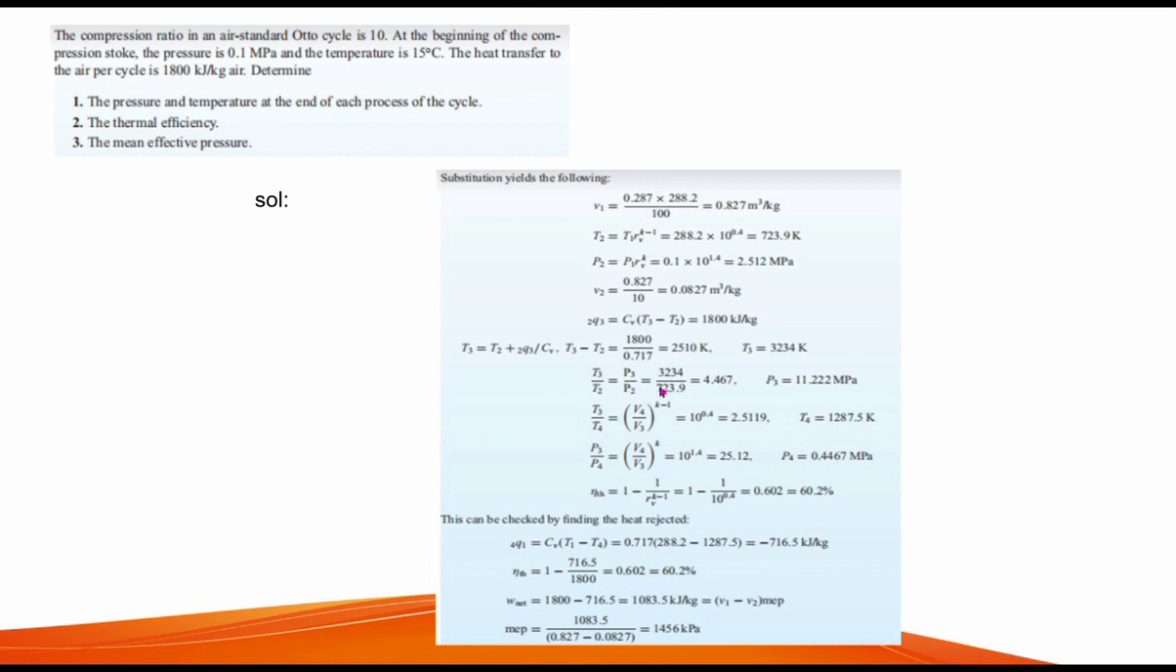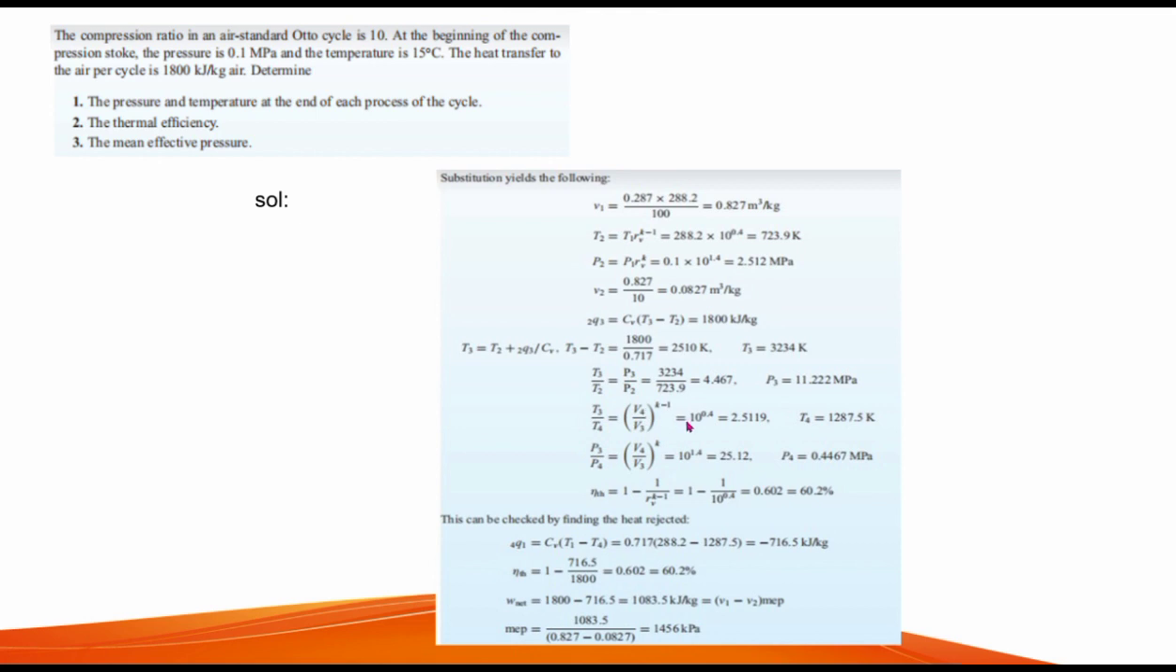And then to solve for P3, we have the formula T3 over T2 is equal to P3 over P2. So plugging in our givens, we have 3234 Kelvin over 723.9 Kelvin is equal to 4.467. The value for P3 is 11.222 megapascal.